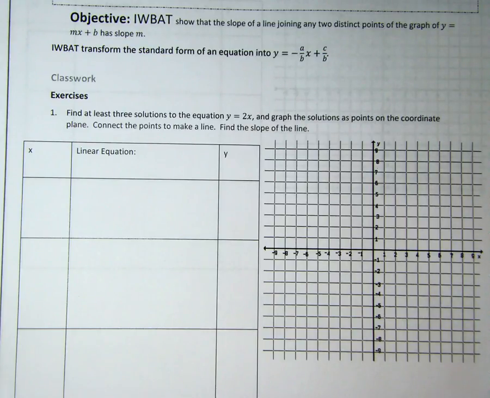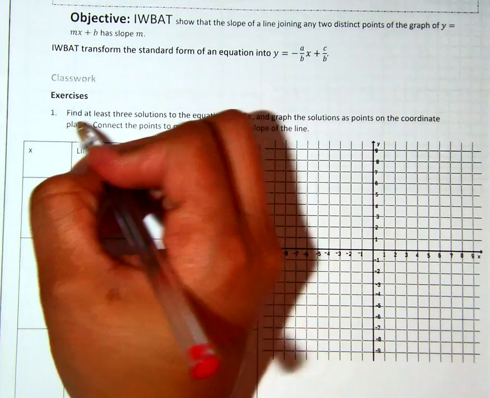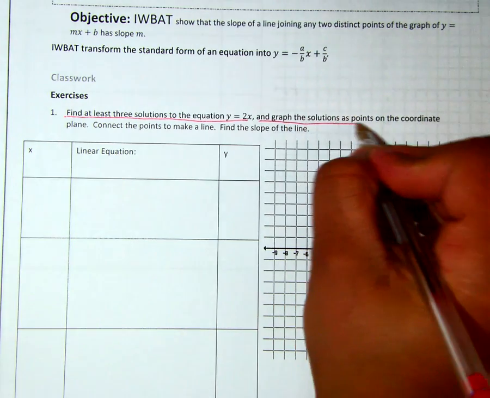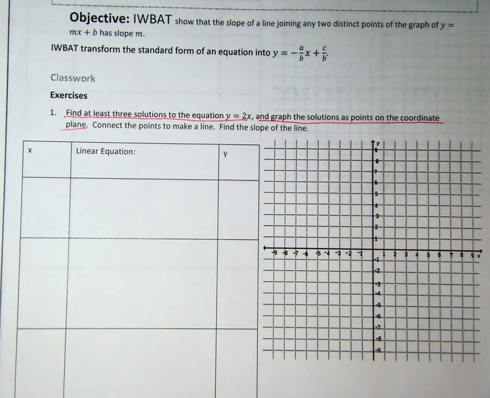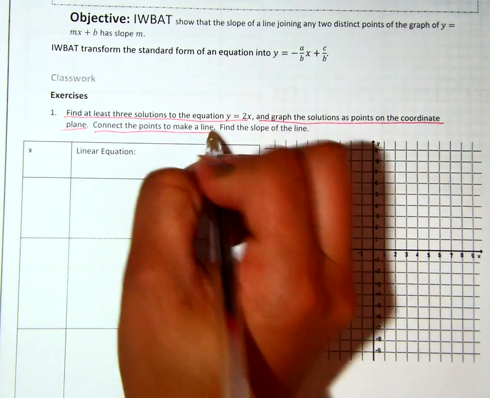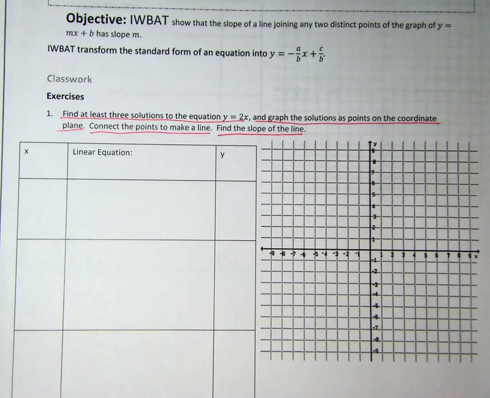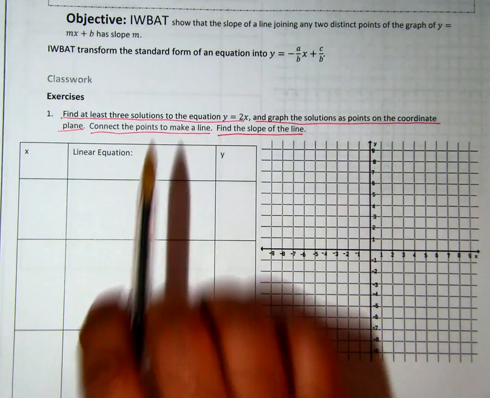When I see problems like these with all these periods, I like to use the U of cubes to underline how many tasks or prompts I'm going to need to do in this problem. So I see that I need to find at least 3 solutions. That's 1. And I'm going to graph them on the coordinate plane. That's 2. And I'm going to connect them to make a line. That's 3. And I'm going to find the slope of that line. I keep track of which tasks I've done by putting check marks over them. Let's start with the first task.